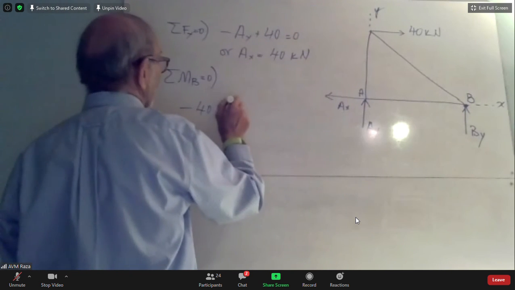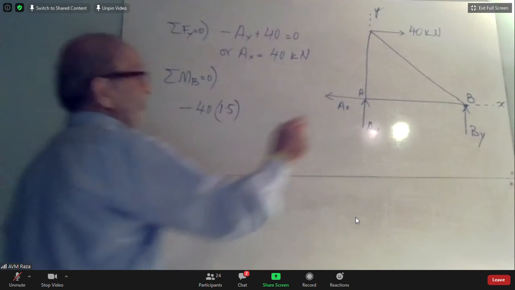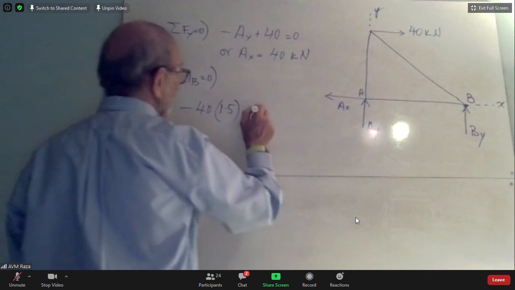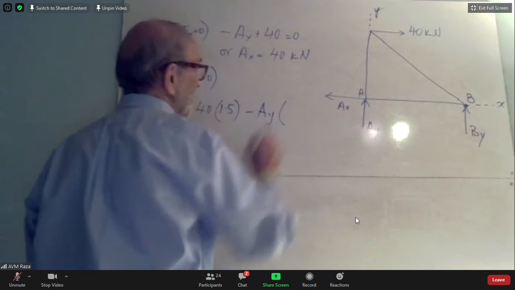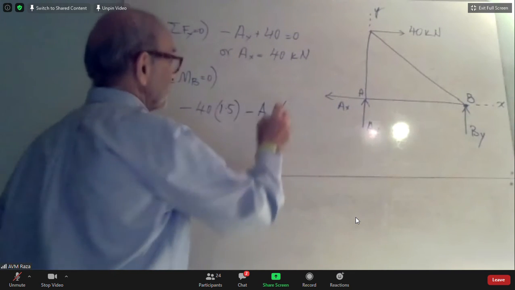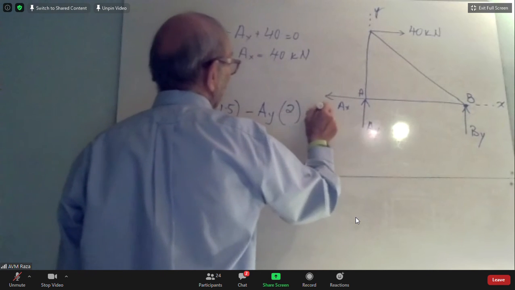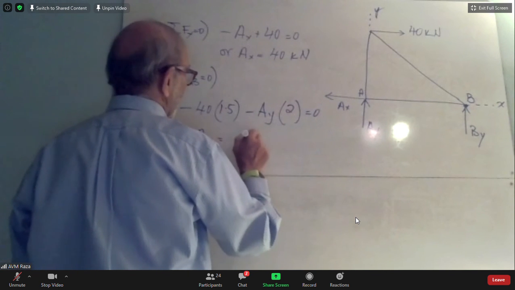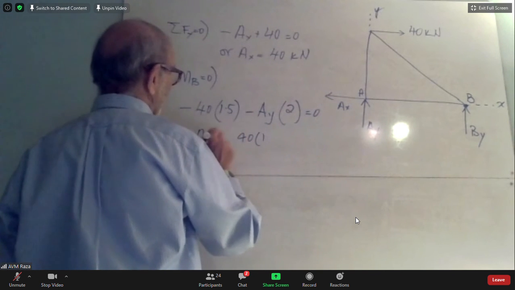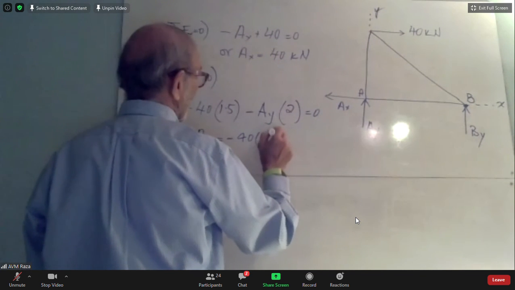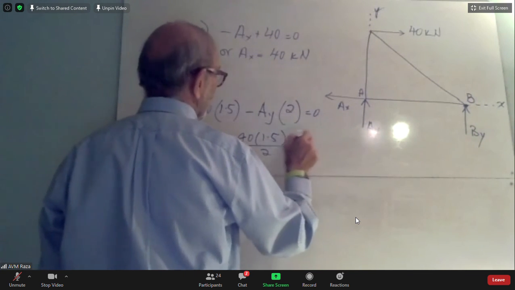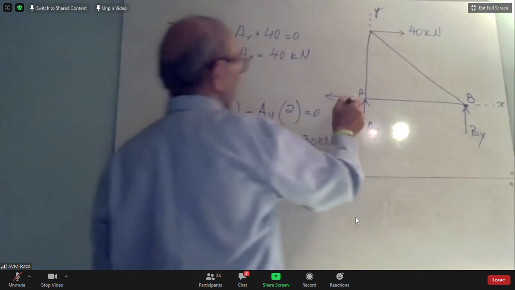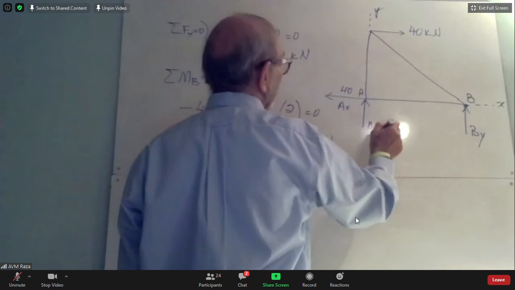1.5 exactly, thank you. And then AY will have another moment also. It will be a clockwise moment, so that will also be negative AY times. What's the moment arm there? 2 meters equal to 0. Therefore, AY will be 40 times 1.5, and it will be really minus, divided by 2, which is 30 kilonewtons. In other words, we found AX is 40 kilonewtons and AY is 30 kilonewtons.